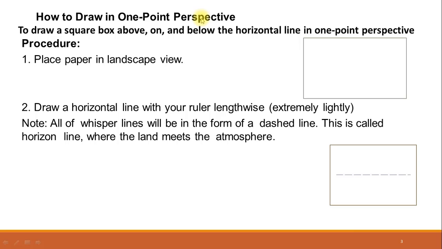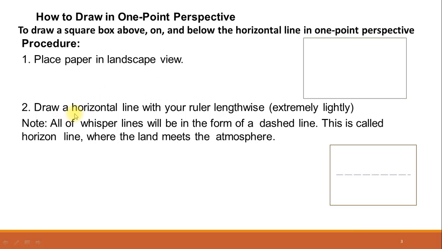I will discuss this topic with an example. Suppose here is an example: to draw a square box above, on or below the horizontal line in 1 point perspective. When we draw any object by using 1 point perspective, the procedure is that first of all, place your paper in landscape view like this. This is a landscape view of the paper.